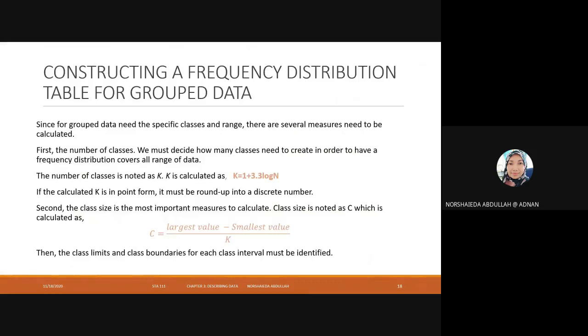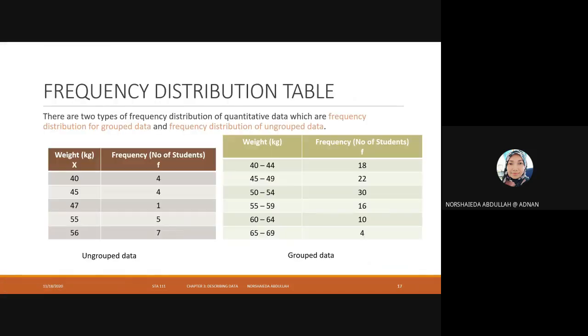Okay, so this is a method how to construct the frequency distribution for group data. For group data we have the classes. So here we call it the class. Okay, so this is the frequency. The second column is the frequency. So this is the class.